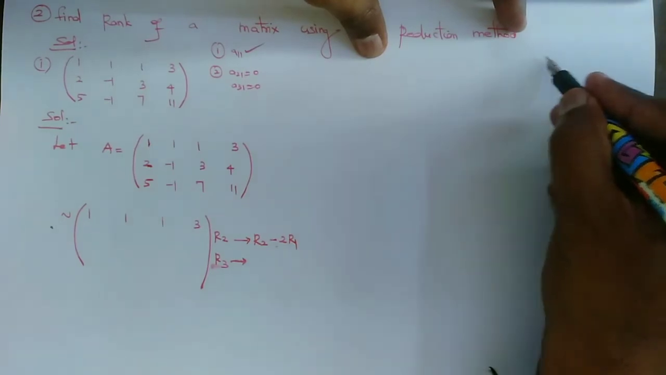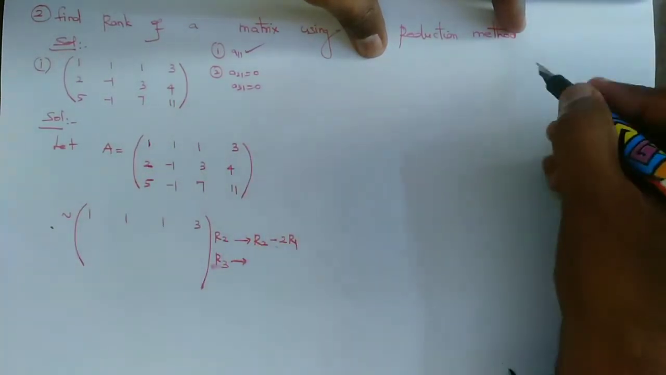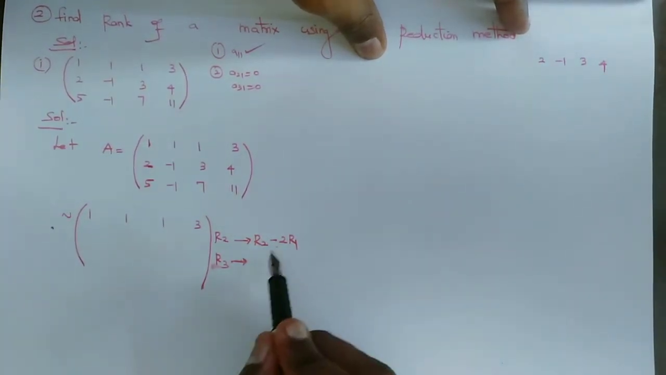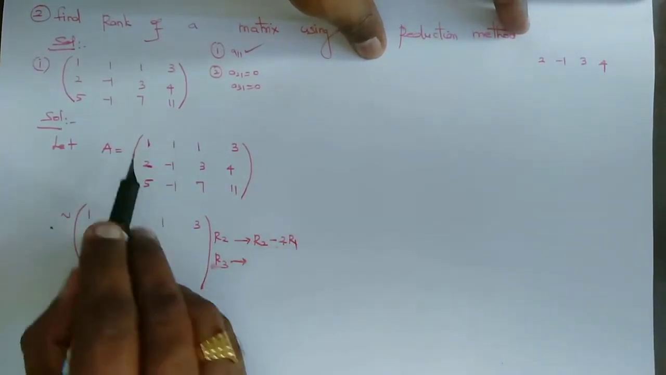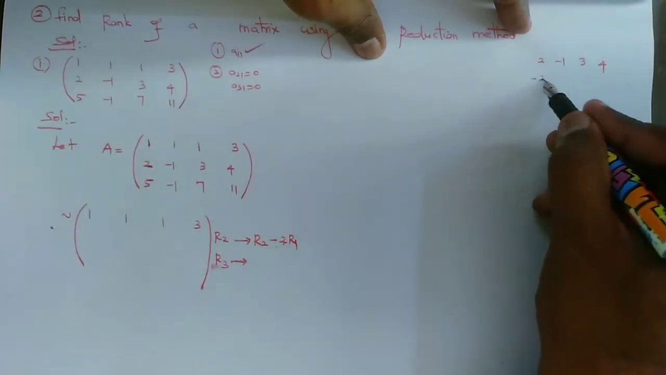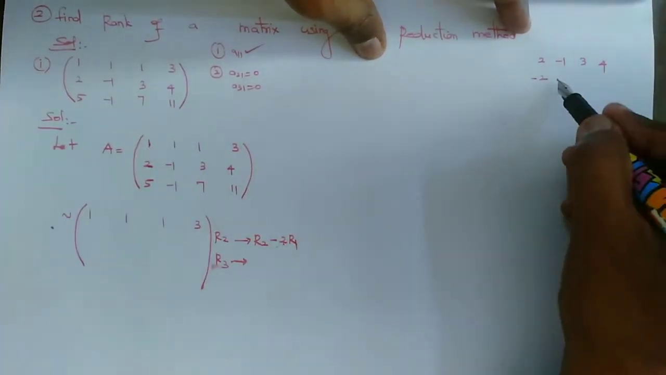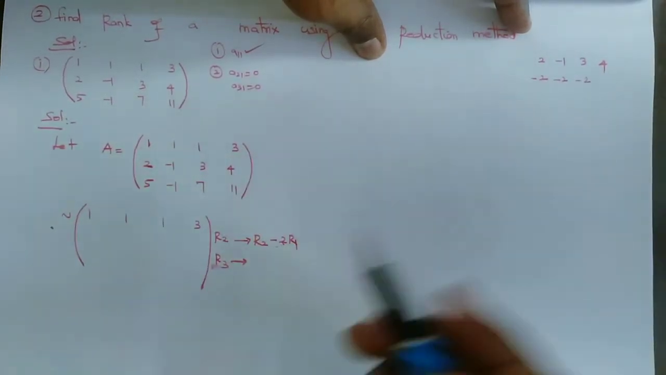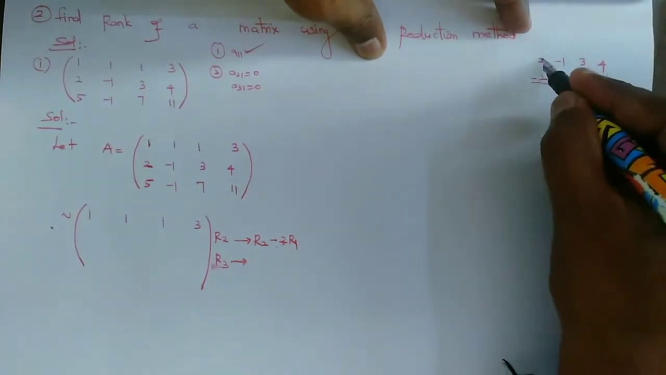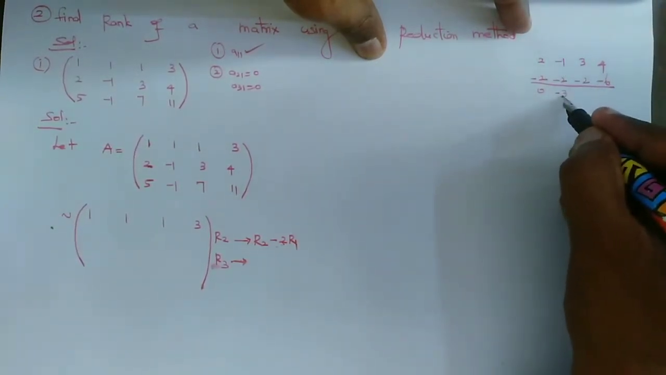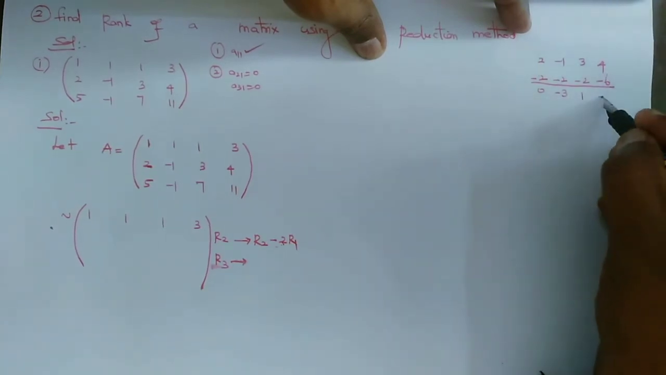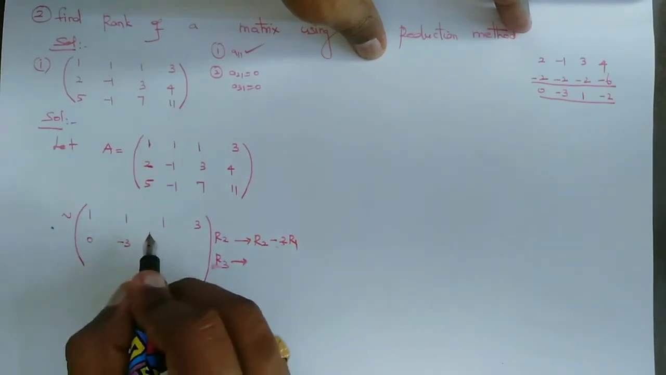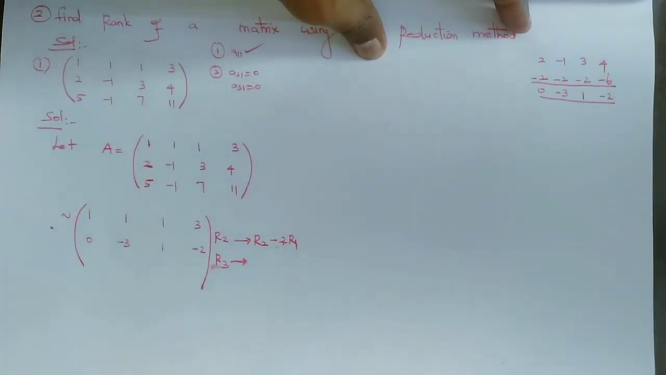Now write R2 here: 2, minus 1, 3, 4. Next, R1 should be multiplied with minus 2. 1 into minus 2, minus 2. 1 into minus 2, minus 2. 3 into minus 2, minus 6. 2 minus 2, 0. Minus 1 minus 2, minus 3. 3 minus 2, 1. 4 minus 6, minus 2. So we have got 0, minus 3, 1 and minus 2.